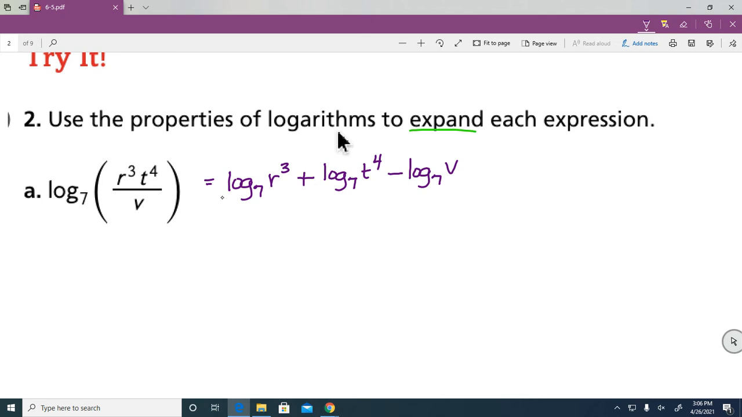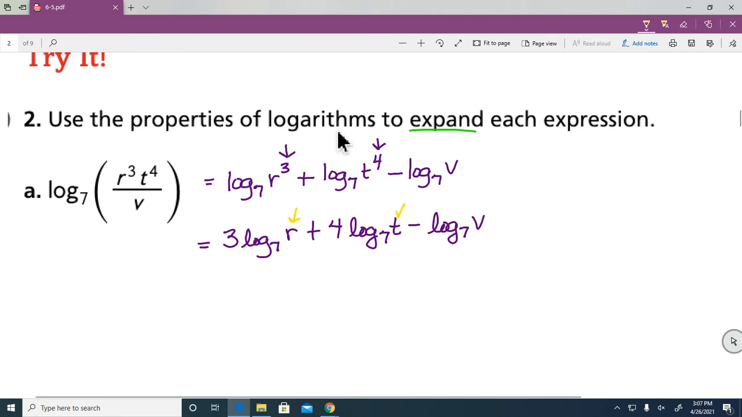Then I notice that there are exponents. Those exponents can come down to the front. So 3 times log base 7 of r plus 4 times log base 7 of t minus log base 7 of v. And you'll know that you have expanded completely when all of the exponents on the terms that you're taking the log of are 1, and there's no coefficients in front of those variables.